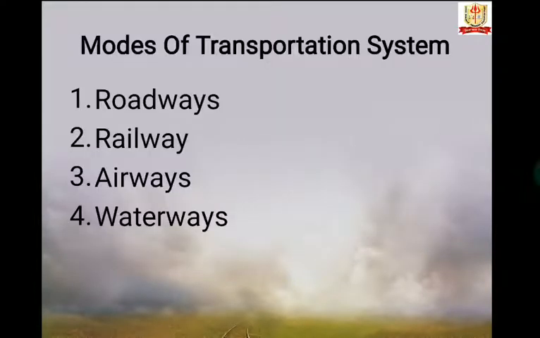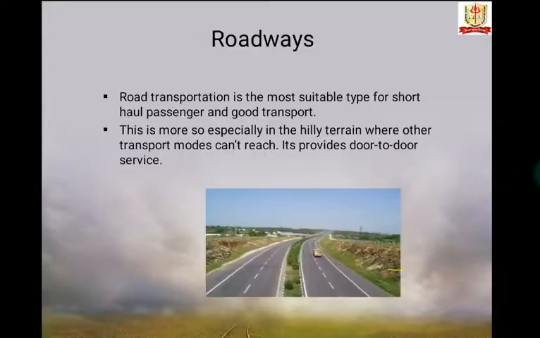Modes of transportation system. Our environment consists of land, air and water. This media have provided scope for three modes of transportation: land transportation, air transportation and water transportation. Rail transportation and road transportation are the two components of land transportation. So the modes of transportation system are roadways, railways, airways and waterways.